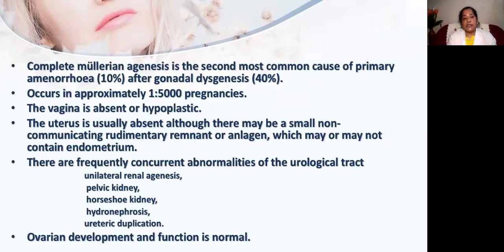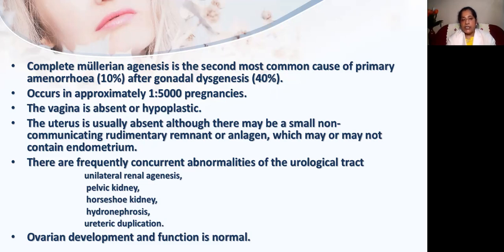It is a condition in which there is complete Mullerian agenesis and is the second most common cause of primary amenorrhea, 10% after gonadal dysgenesis, which is 40%. It occurs approximately in 1 in 5,000 pregnancies. The vagina is absent or hypoplastic. The uterus is absent, although there may be a small non-communicating rudimentary remnant, which may or may not contain endometrium.